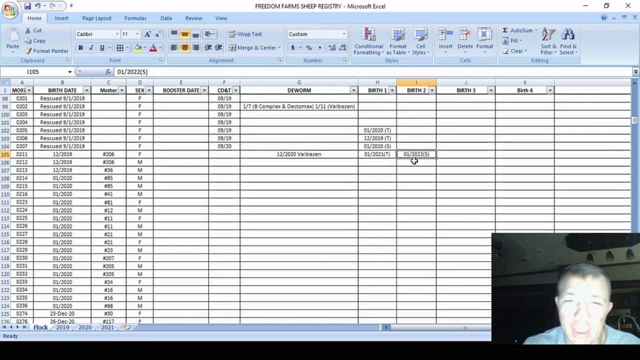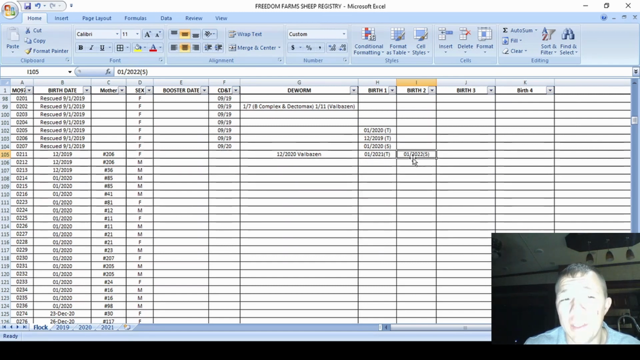But then she gave birth in January of 2022, but she only gave birth to a single. This is showing a birth history. So let's say that she gave birth to a single this time. Well, we're going to give her another chance, because that birth could be from us. It could be something that we've changed. We changed nutrition, or we changed the rams, because our rams change every year.